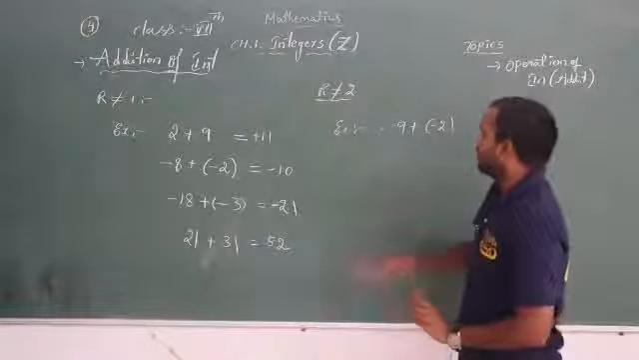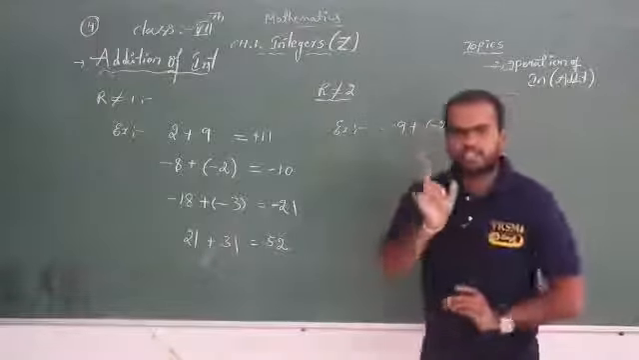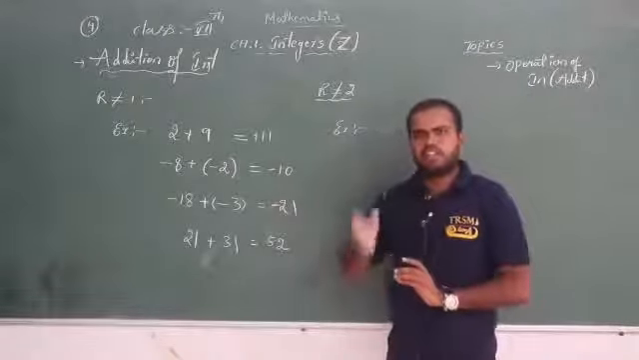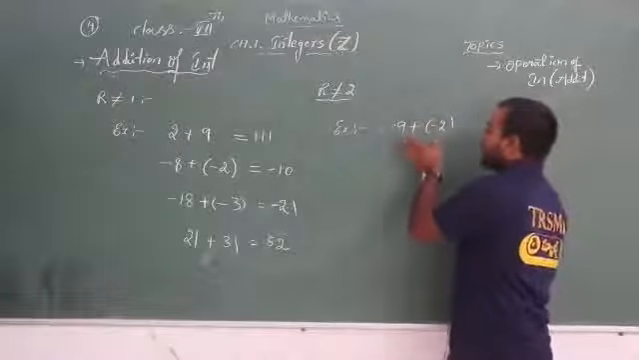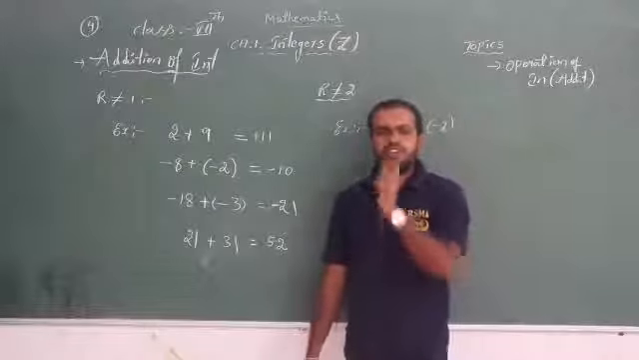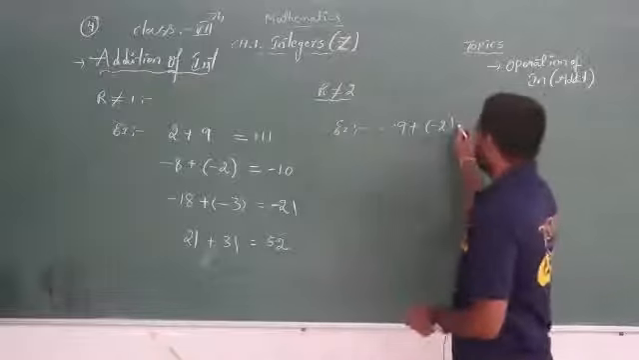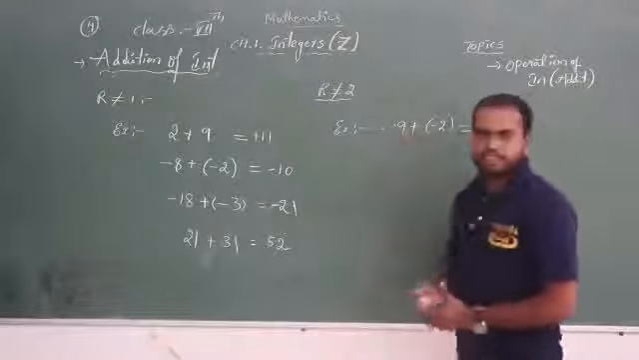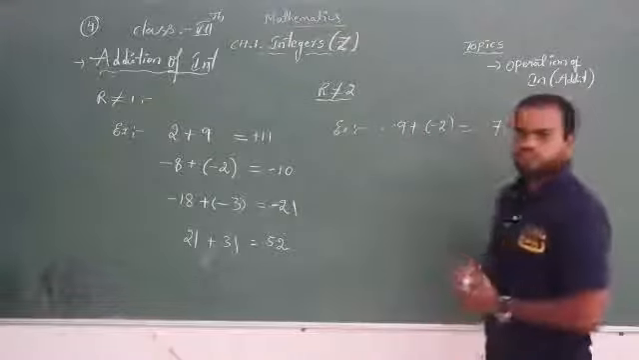Rule number 2 says that whenever we are adding opposite signs, meaning a positive and a negative number or a negative and a positive number, we have to subtract the smaller number from the larger number. So do the subtraction now. Which is smaller here? 2 is smaller, so subtract 2 from 9. 9 minus 2, how much will you get? It is 7. This is the first step.